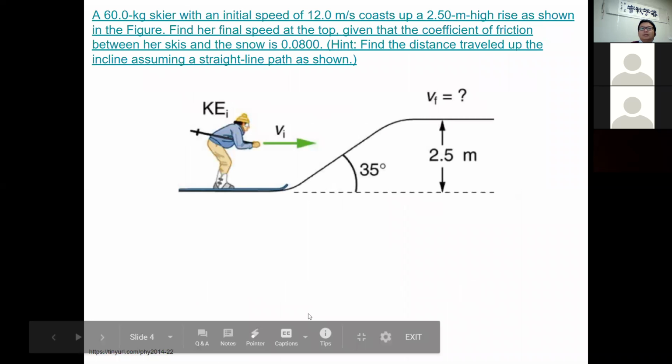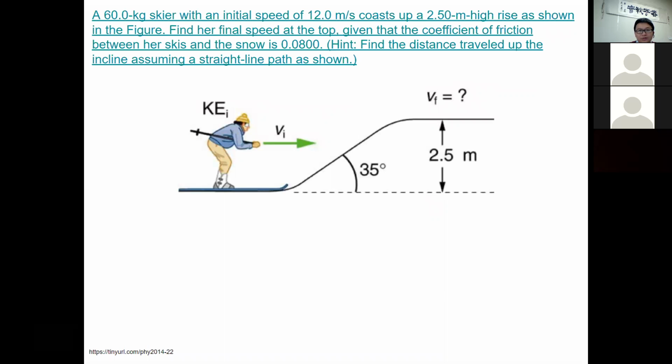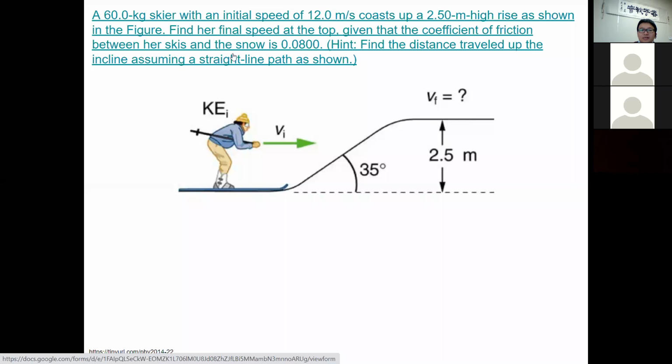So this one says a 60.0 kilogram skier with an initial speed of 12.0 meters per second coasts up a 2.5 height rise as shown in this figure over here. Find her final speed at the top, given that the coefficient of friction between her skis and the snow is 0.0800. The hint given here is to find the distance traveled up the incline, assuming a straight line path as shown here. So assume this is a straight line. Forget about the curvature part at the beginning and the top of the slope.